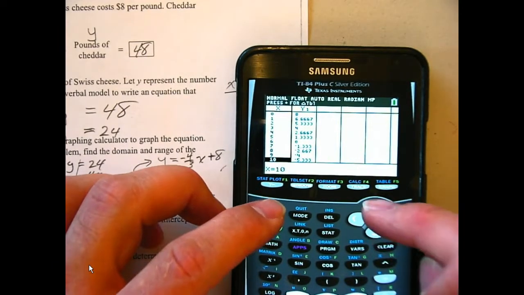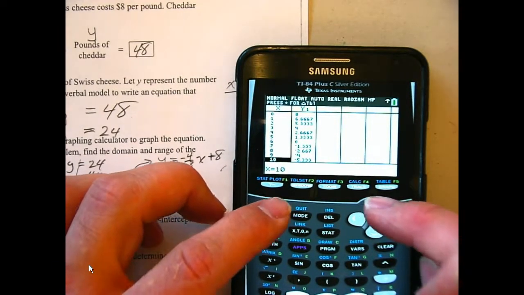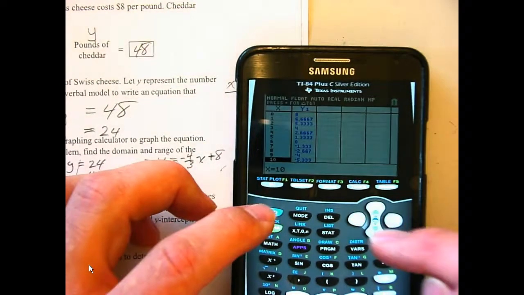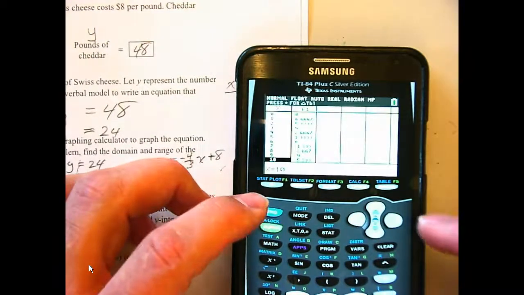Let me try to darken this display a bit. Whoa, that's really dark.